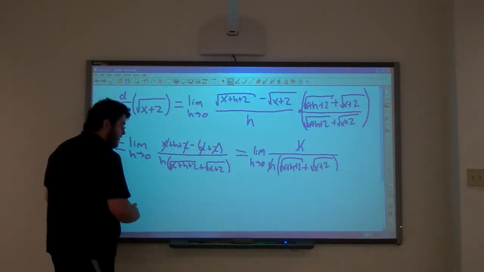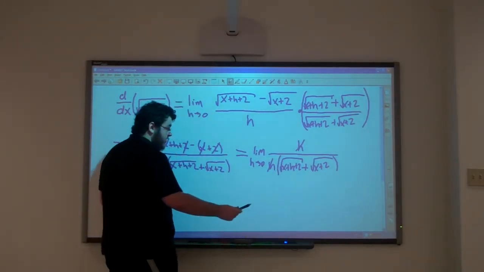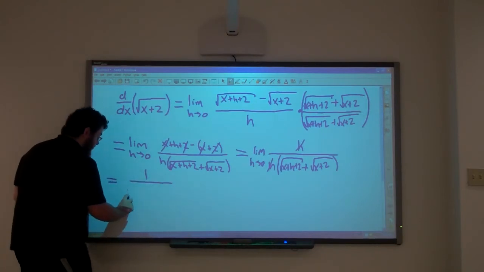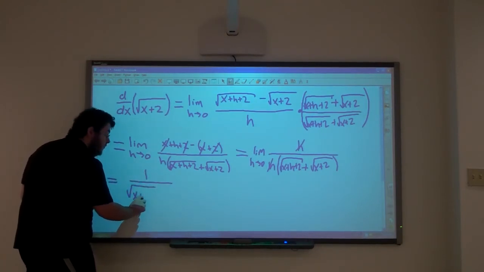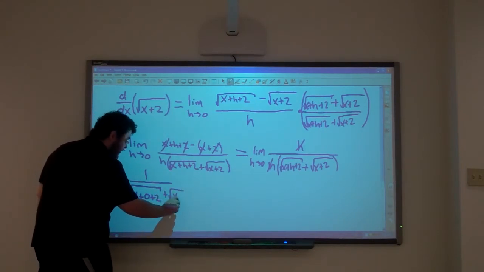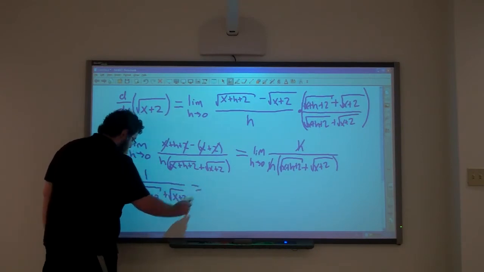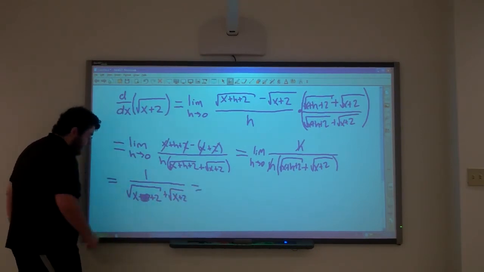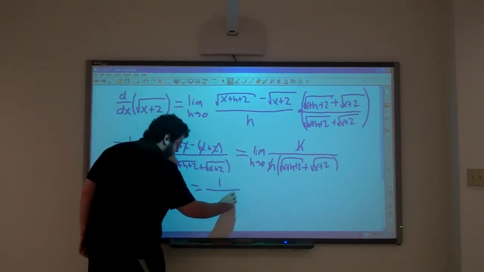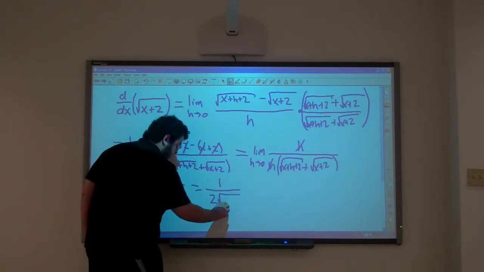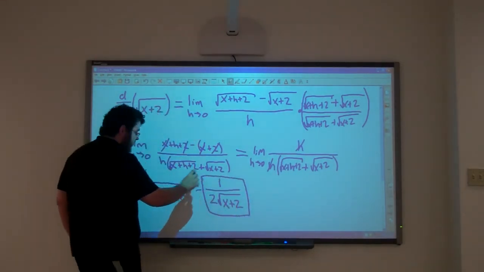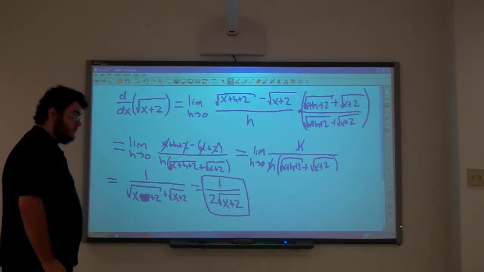So now all we have to do is apply this limit to the h's. And there's only one h, so we can just plug in 0 for that h. So we're left with 1 over the square root of x plus 0 plus 2, plus the square root of x plus 2. So when that goes away, we're just left with 1 over the square root of x plus 2 plus the square root of x plus 2. So that's simply 1 over 2 times the square root of x plus 2. And that is, in fact, the derivative of the square root of x plus 2.